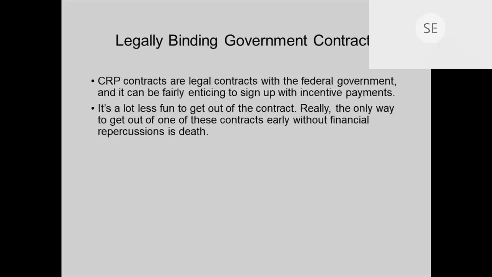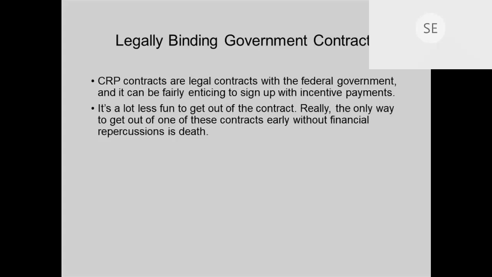One of the things that we just can't forget is that CRP contracts are legal contracts with the federal government, and sometimes we make it really enticing to sign up. There will be incentive payments from the federal government. There will be the MBA signing bonuses. As I said, there's the practice incentive payment. So sometimes it's not too shabby to sign up, and you're getting the cost share to install the practice, and it seems great. But it's a lot less fun to get out of the contract.